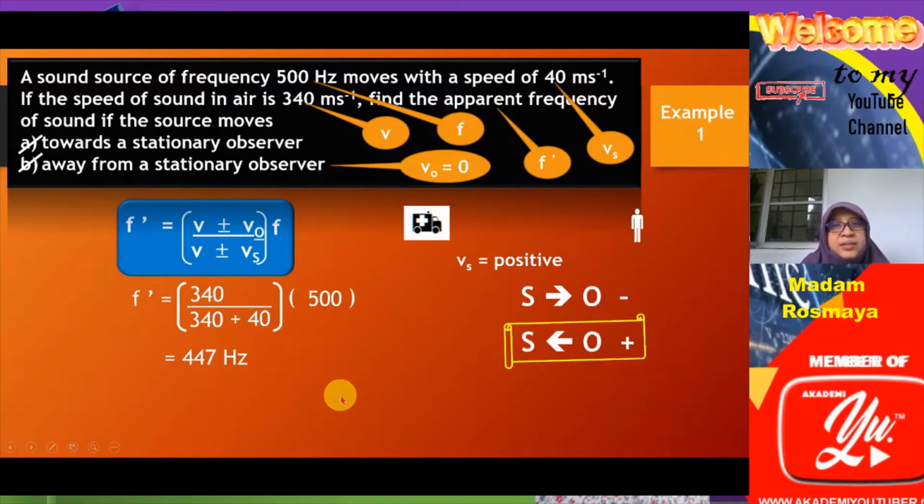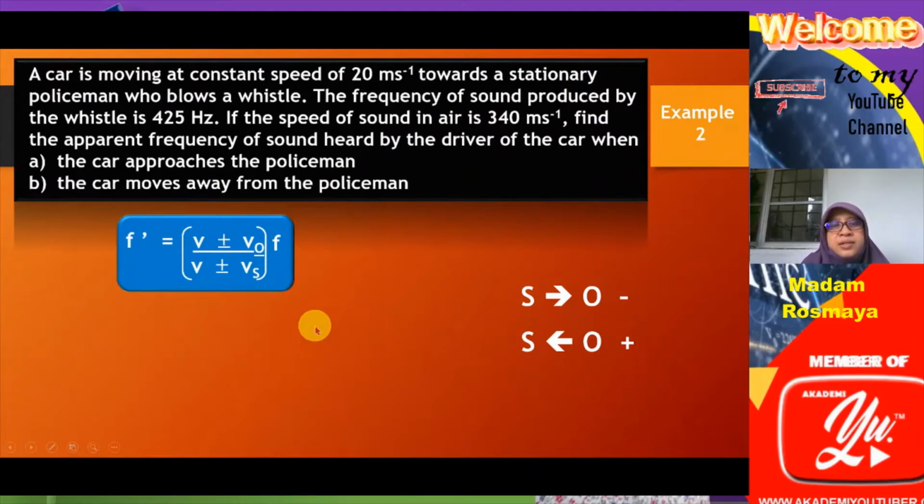Next we try a second example. A car moving at a constant speed of 20 meters per second towards a stationary policeman who blows a whistle. The frequency of sound produced by the whistle is 425 Hz. If the speed of sound in air is 340 meters per second, find the apparent frequency of sound heard by the driver of the car A, when the car approaches the policeman, and B, when the car moves away from the policeman.